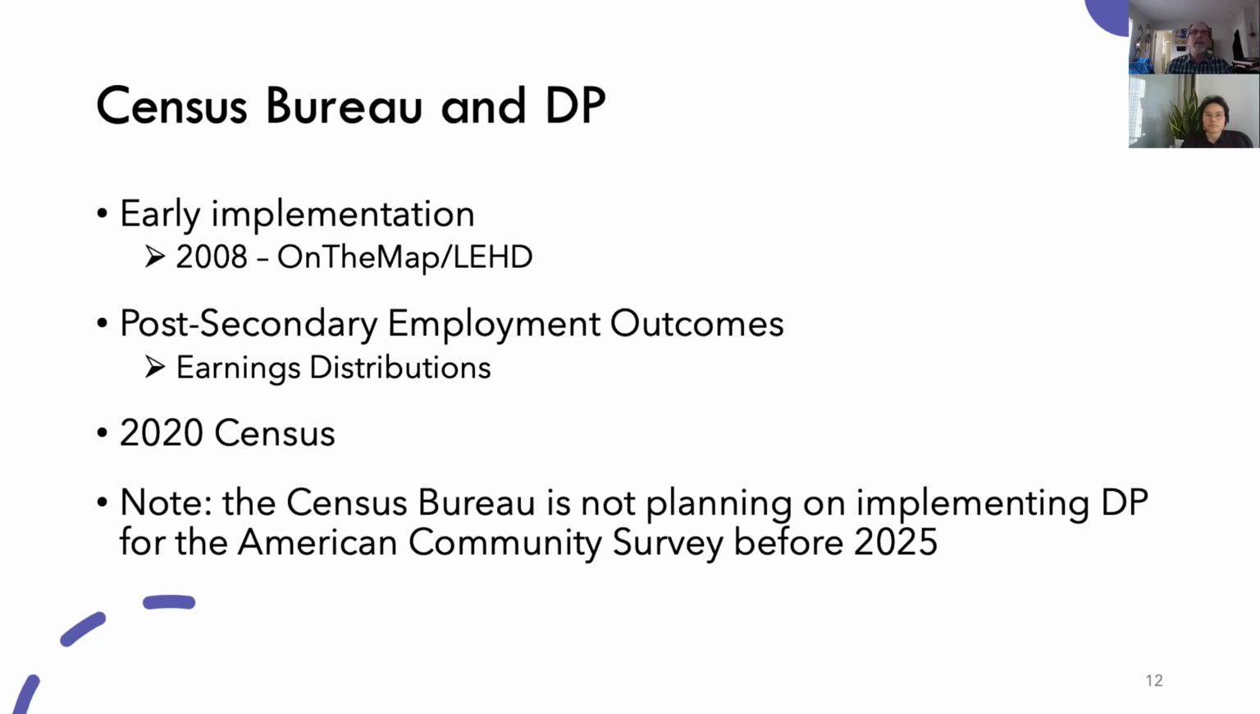Keep in mind that the Census Bureau is not planning on implementing DP for the American Community Survey prior to 2025. There's a number of reasons for this, one of which is that the American Community Survey data set houses a lot more data characteristics and categories than does the 2020 census. There are a lot more tables derived from the ACS than there is from the decennial census. And in order to ensure that they're able to do this, there has to be more research done as to how they're going to implement it. So the Census Bureau is giving itself more time prior to attempting to implement it for something as complex as the American Community Survey. Okay.